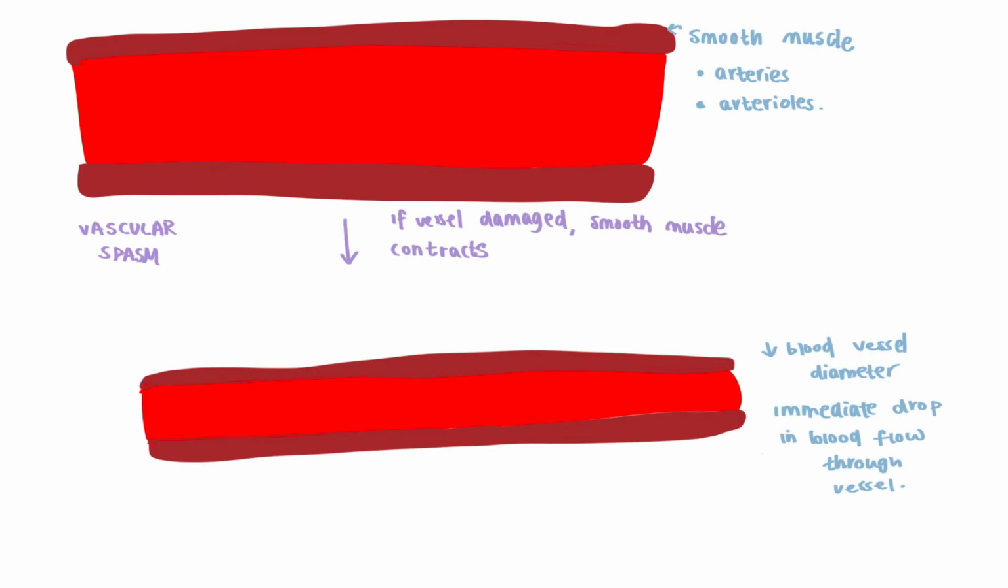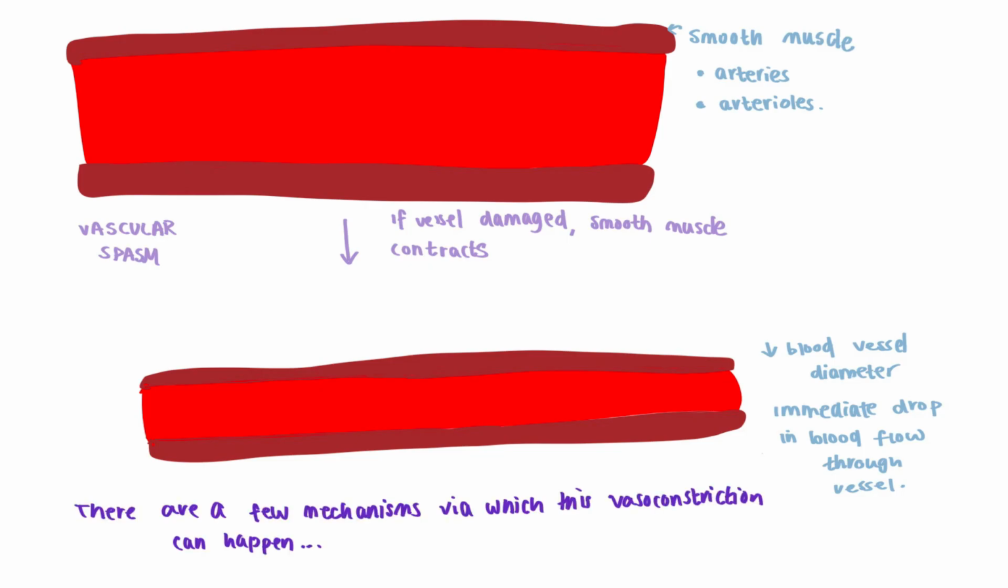If you imagine a blood vessel, especially arteries and arterioles, they have a smooth muscle layer. When the vessel is damaged, this smooth muscle contracts. That contraction is what we call a vascular spasm. As a result, the vessel diameter decreases, blood flow drops immediately, and blood loss is reduced straight away. This doesn't happen randomly. There are specific mechanisms that cause vascular constriction, and we'll go through those now.